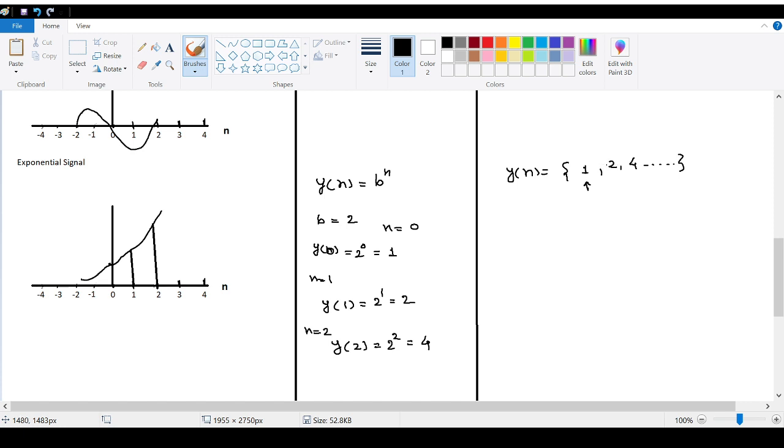So now here, in this way we can represent all these discrete time signals in these three types of representation: your graphical representation, functional representation, as well as sequence representation. So now I covered all these three types of representation.